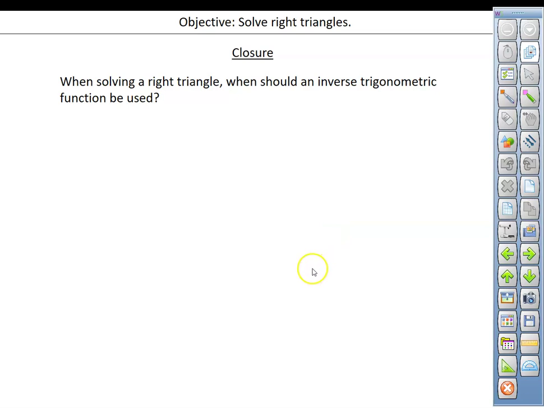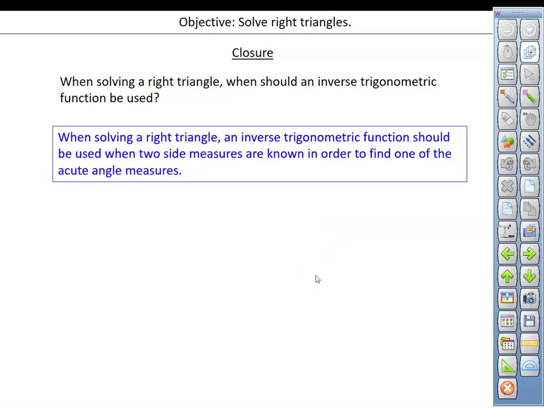All right, so hopefully you came up with an explanation or an answer that's similar to this one. When you are solving a right triangle, you're going to need to use an inverse trigonometric function when you know two side measures and you are solving for one of those acute angle measures. So that's when you have like sine of angle A equals a ratio of two numbers, and you need to undo sine, or you have cosine of angle B or tangent of angle D, and you need to undo the sine, cosine, or tangent. That's when you're going to have to use that inverse trigonometric function on both sides, remember.